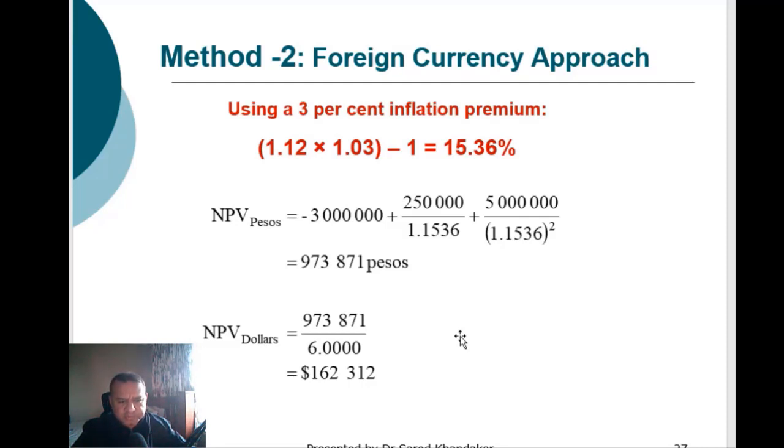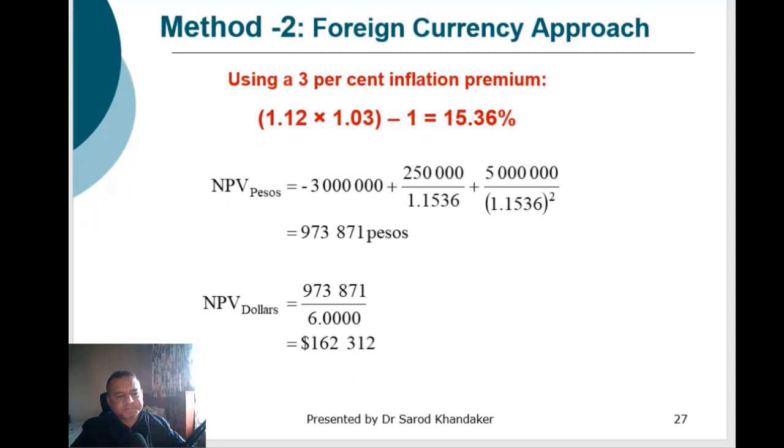Hopefully you understand this calculation. However, as we calculated the international capital budgeting using the home currency approach or even the foreign currency approach, it is giving the same result in both cases. We need to understand a few other things.